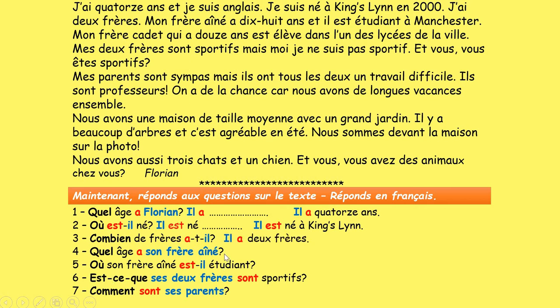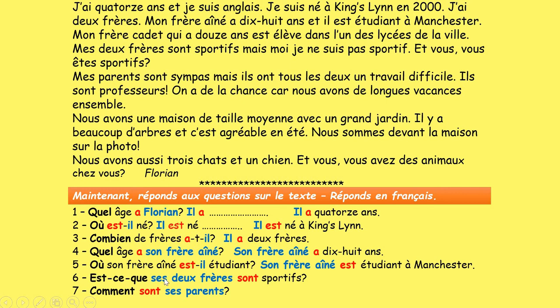Quel âge a son frère aîné? So again, even if you didn't understand aîné, you could find that in here. Mon frère aîné a 18 ans. So I'm going to take that. Son frère aîné a, or you could say il a 18 ans. Où son frère aîné est-il étudiant? So I know that his frère aîné is étudiant. Even if you didn't know what question word où was, the only detail it then gives as well as that is Manchester. So I'd say he is étudiant à Manchester, or il est à Manchester, okay?